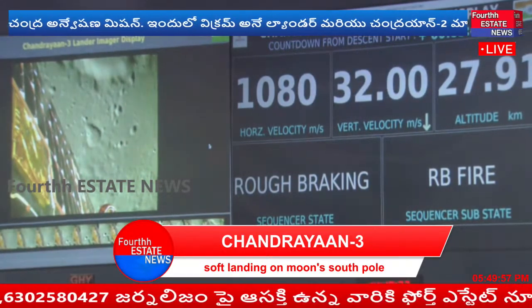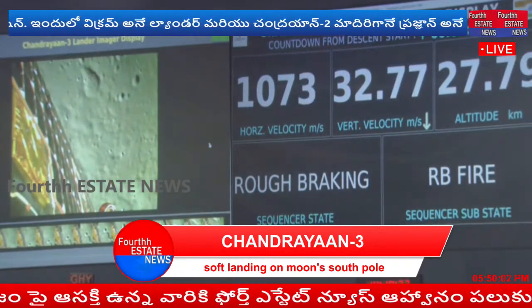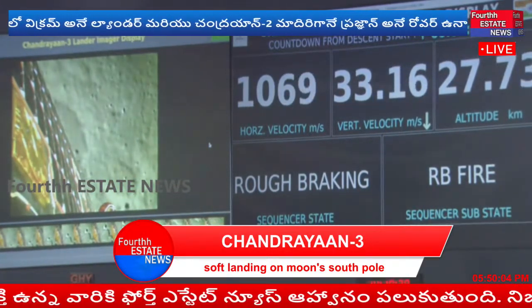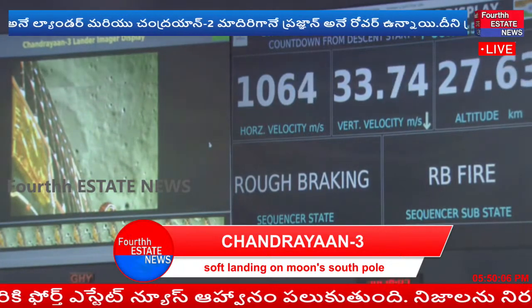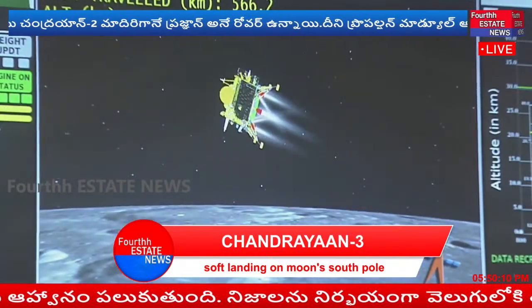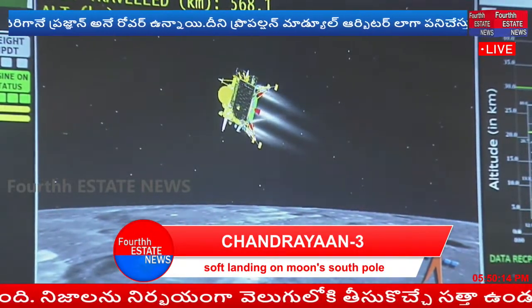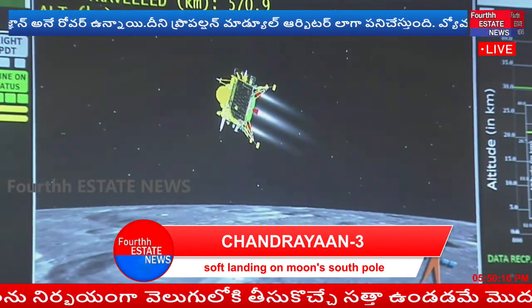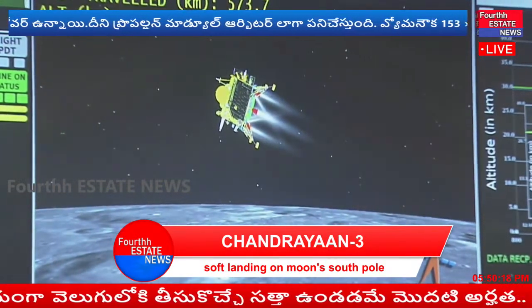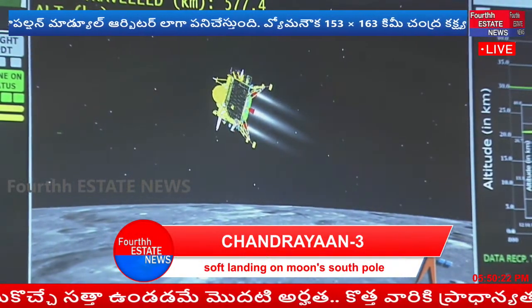Chandrayaan-3 lander imager display. The lander imager is continuously taking photographs of the moon's surface, and that is also being streamed here. Currently, the horizontal velocity has been brought down and the distance traveled is 574 kilometers. The current altitude is 27 kilometers as can be seen on the screen.